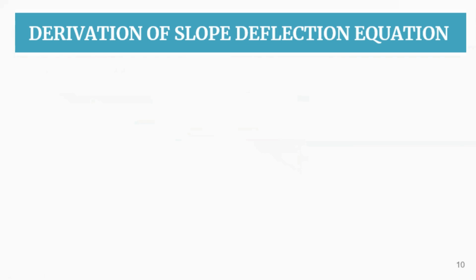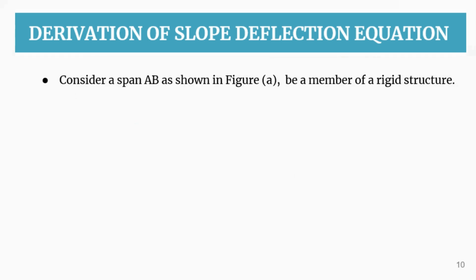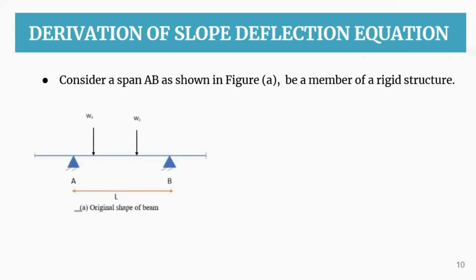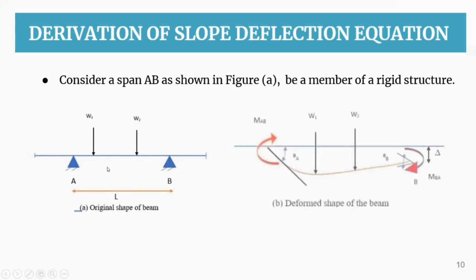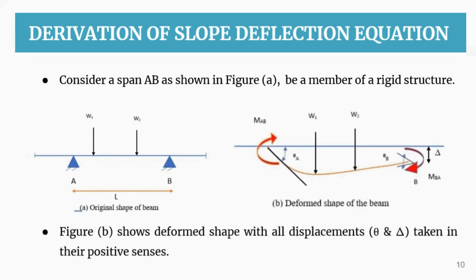After this, you are going to derive a relationship for the slope deflection equation. For deriving this, we are going to consider a span AB, which is shown in the figure. This AB is a member of a rigid structure, which is subjected to external loading of W1 and W2, and has a span of length L. So this is the original shape of the beam. Now we can see in figure B, this is the deformed shape of the beam.